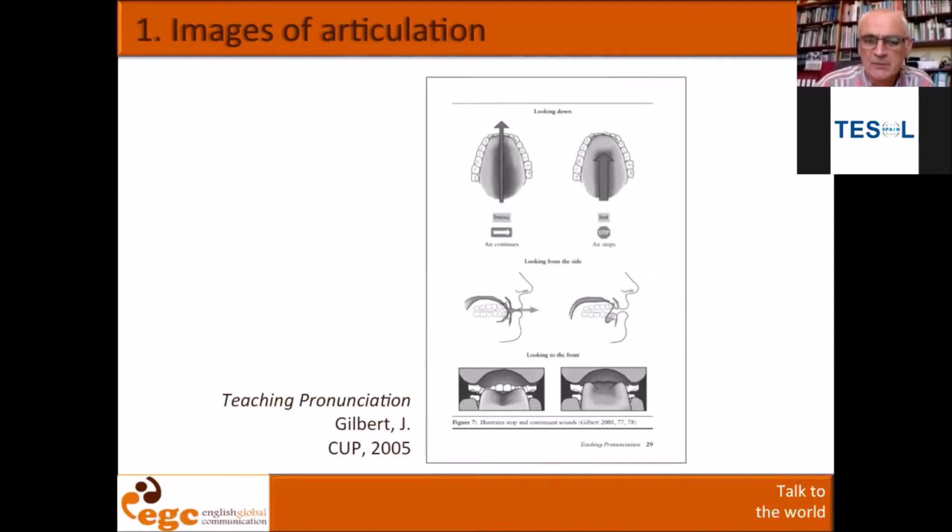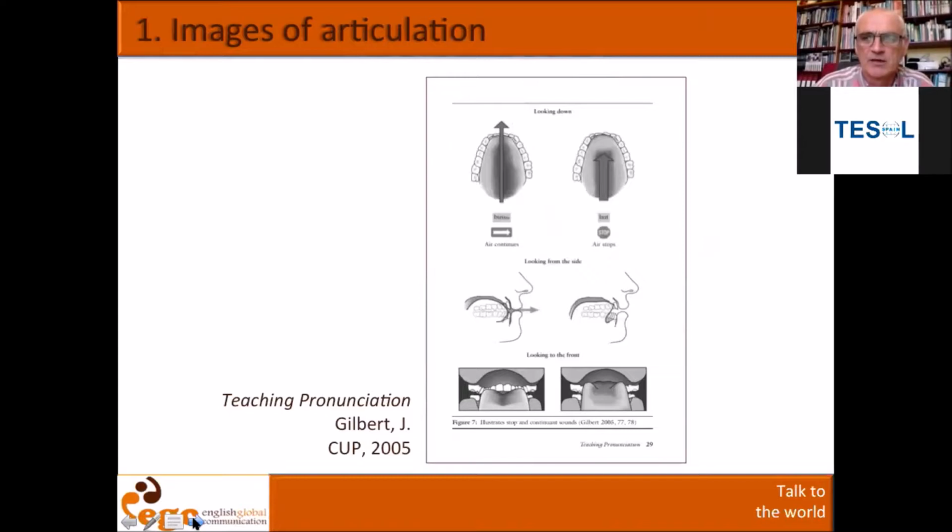The diagrams, the pictures at the bottom, are interesting because these are taken from the back of your mouth. The picture on the left is with the continuant buzz, and the picture on the right shows what happens to the tongue, looking from the back of the mouth towards the front, when we say butt, and we can compare the tongue position in the two.